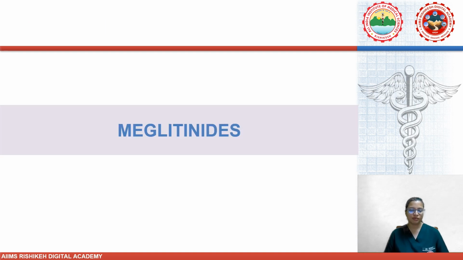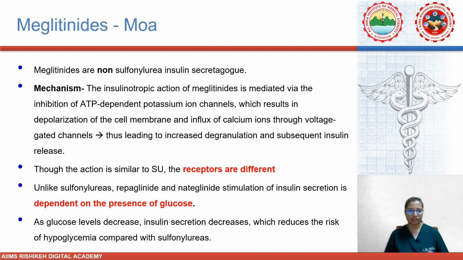Next, we are going to discuss meglitinides. They are also insulin secretagogues. So they are non-sulfonylurea insulin secretagogues. The insulinotropic action of meglitinides is mediated via the inhibition of ATP-dependent potassium ion channels, which results in depolarization of the cell membrane and influx of calcium ions through voltage-gated channels, thus leading to increased degranulation and subsequent insulin release, similar to what we have seen with sulfonylureas.